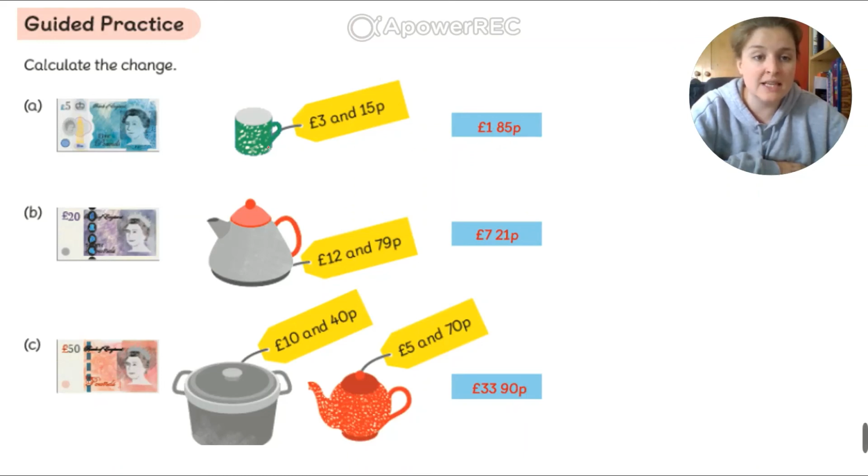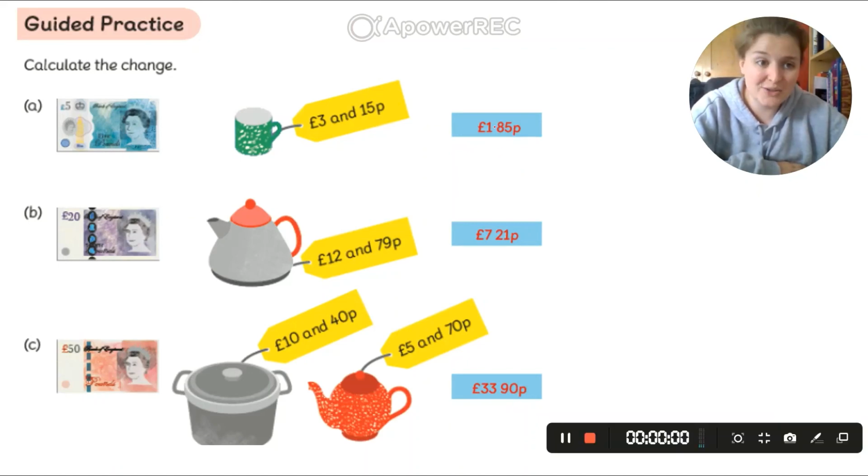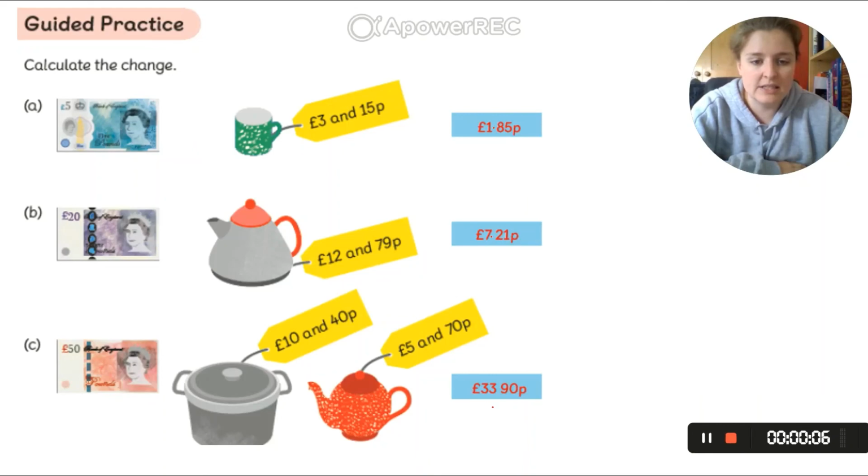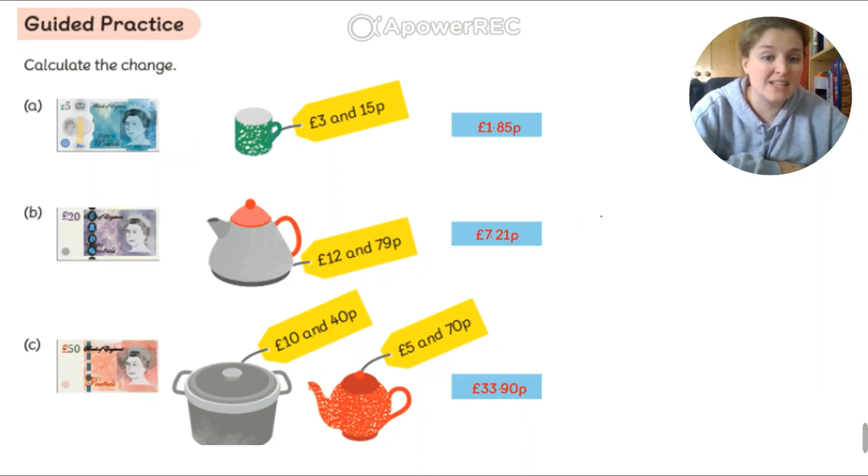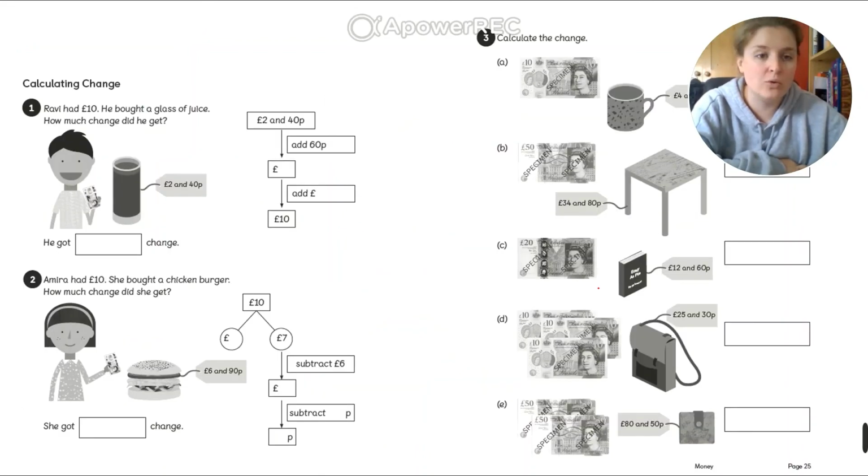Otherwise, you're buying a teacup for £3.15, you're giving them £5, and they give you £185 back. That's not right. So we've got to make sure our dot is always in our answer if it is required, so that we aren't suddenly buying things for £5 and getting £3,000 back, because that doesn't make sense. I'm not going to give you extra money. Okay?